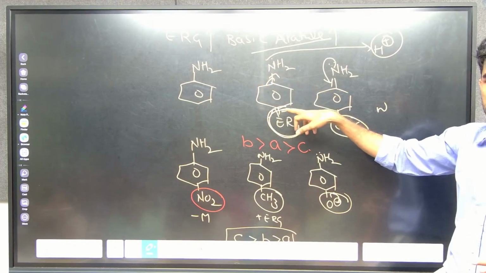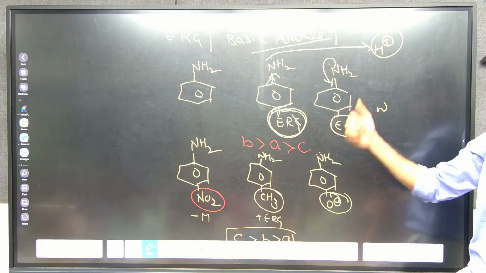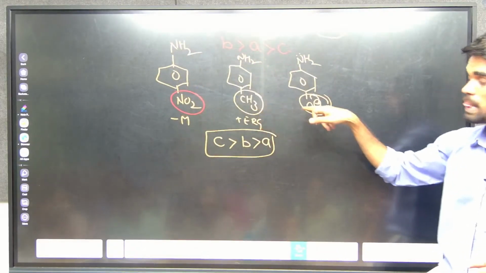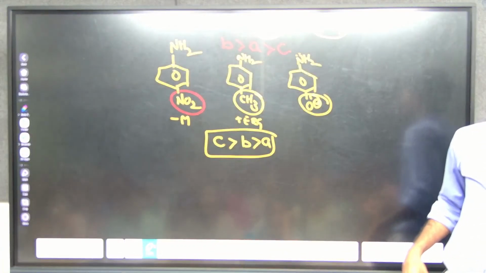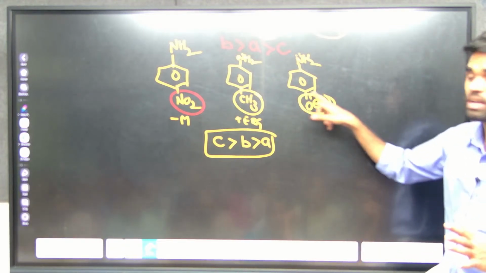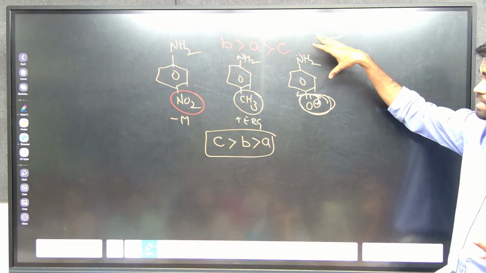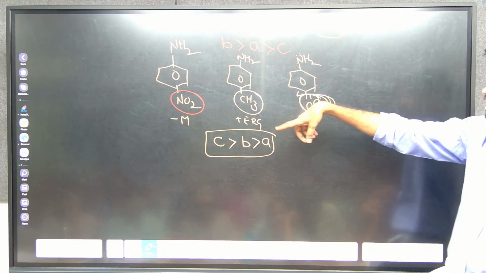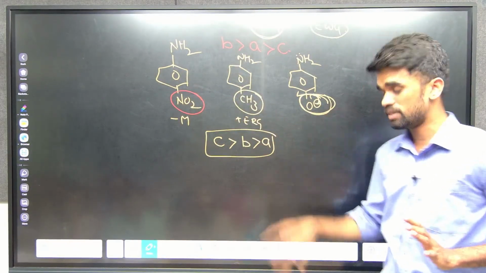Okay, so which is more basic? Electron releasing. Next, no group. Least is? Based on this, you answer me again. How are you answering? The stronger the electron releasing group, the more the basic nature. So that's why C comes first, and here nitro group means least it will be, intermediate B in between. That's it. Okay, remaining things we'll discuss in the study hour.